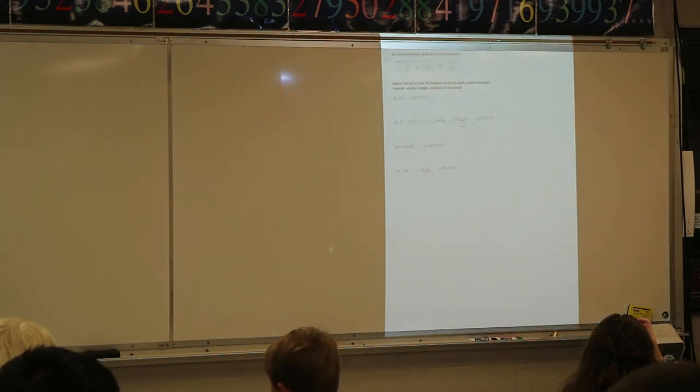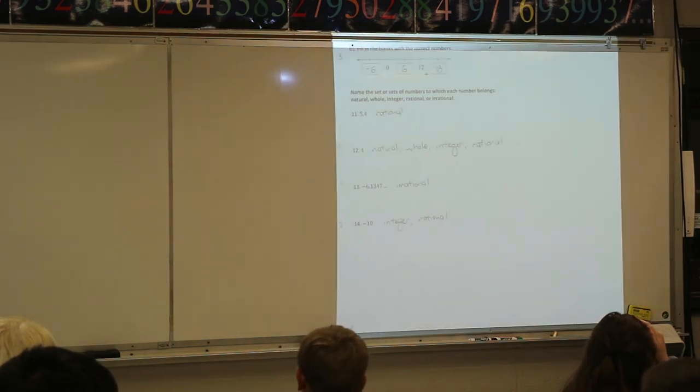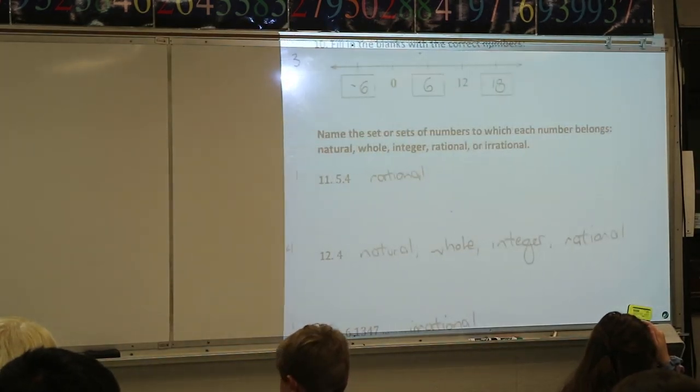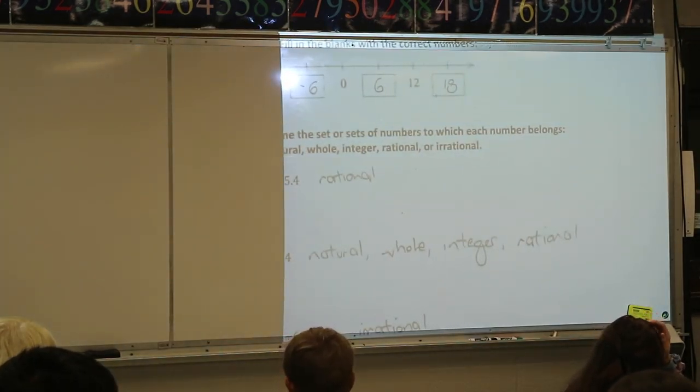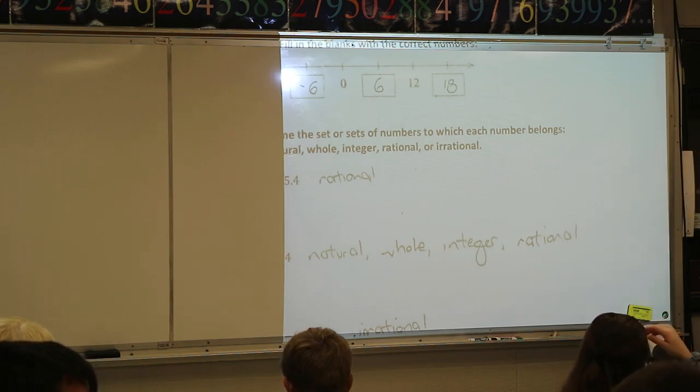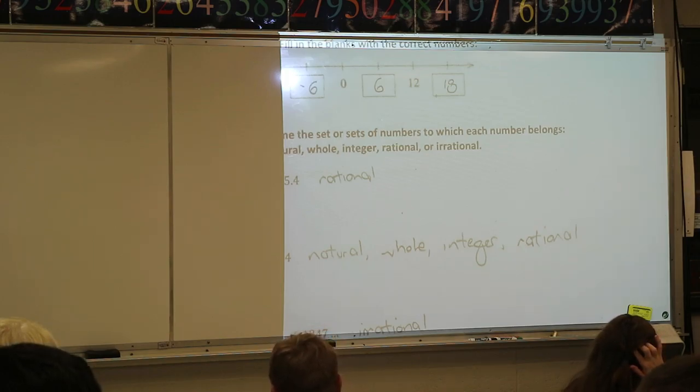Alright, next page. You had to fill the gaps on your number line. So, on this particular problem, the gap was from 0, blank, 12. It was going by 6. 0, 6, 12, 18. On the other side, negative 6. I think I had one person who got negative sign, but they were doing all their numbers correct.